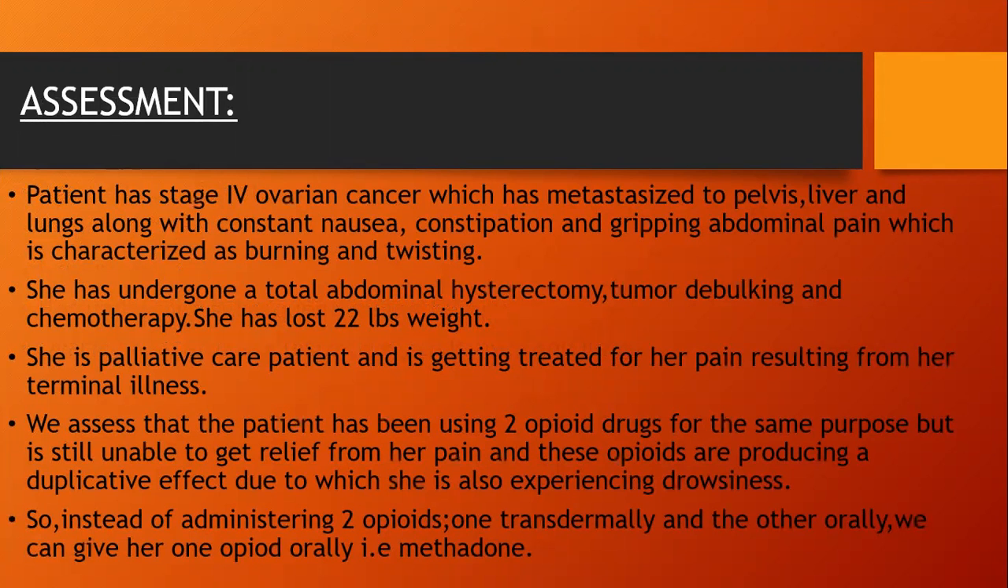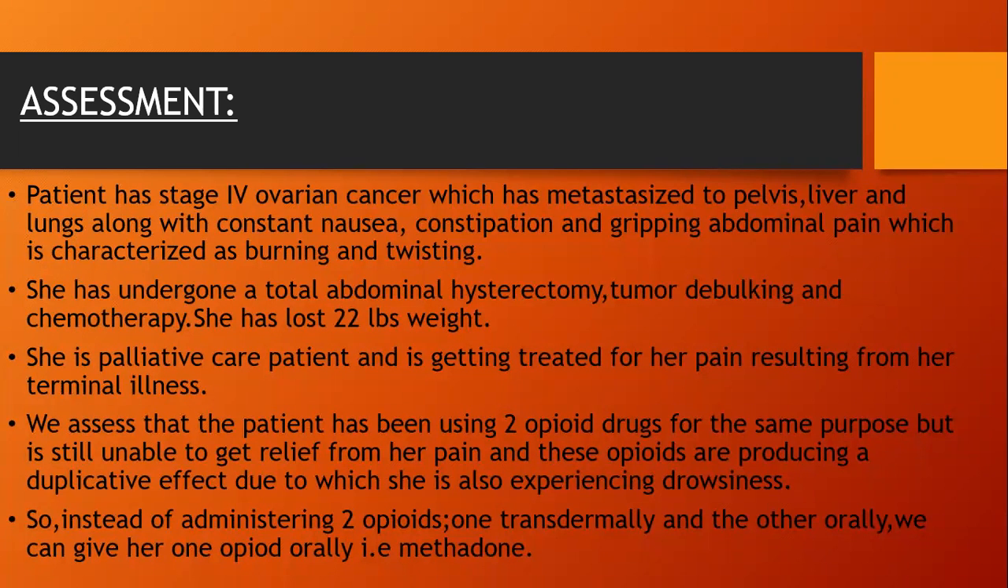Patient has stage 4 ovarian cancer metastasized to pelvis, liver, and lungs, and she has been experiencing constant nausea, constipation, and gripping abdominal pain, which is characterized as burning and twisting by her. She has undergone a total abdominal hysterectomy, tumor debulking, and chemotherapy. She has lost 22 lbs weight. She is now a palliative care patient and is getting treated for her pain resulting from her terminal illness.